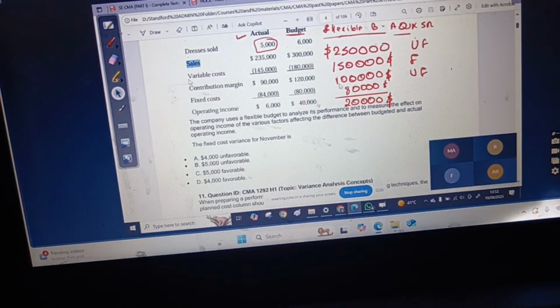Tell me, I'm asking you to calculate sales volume variance. Okay, so the comparison is between master budget and flexible budget. Is it favorable or unfavorable? Unfavorable. Why? Because operating income is less. The budget should have been 20,000, but we kept a budget for 40,000. It is lower.